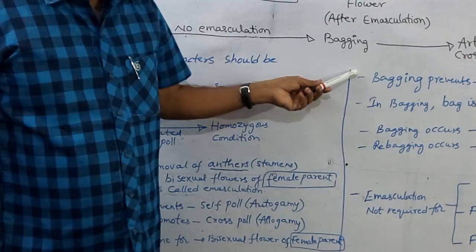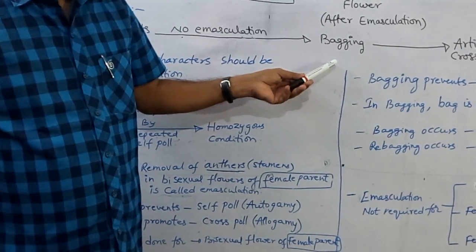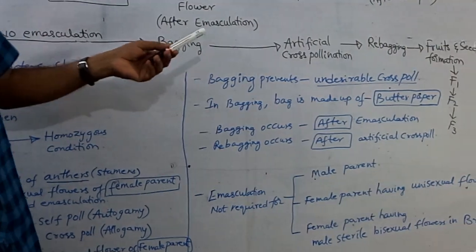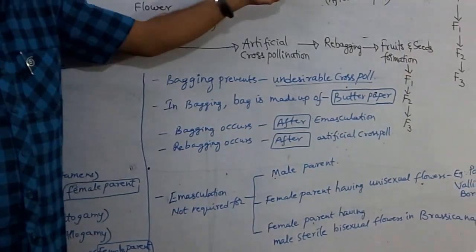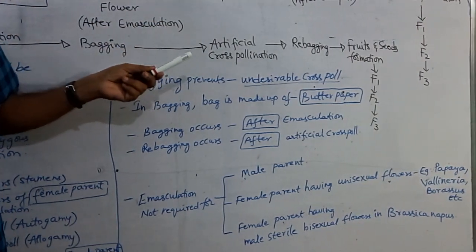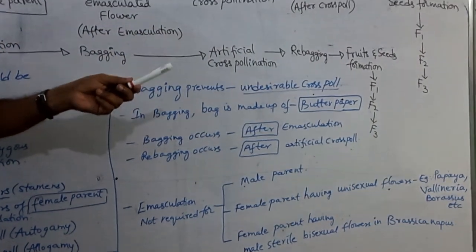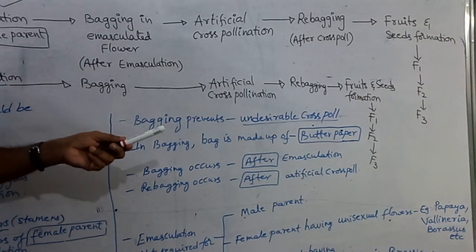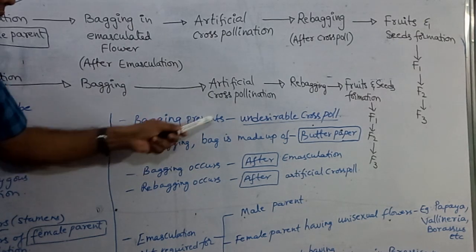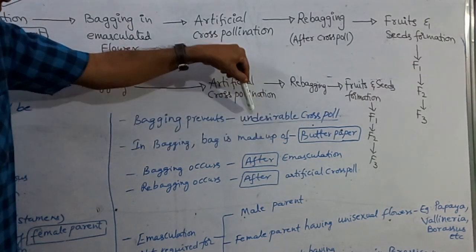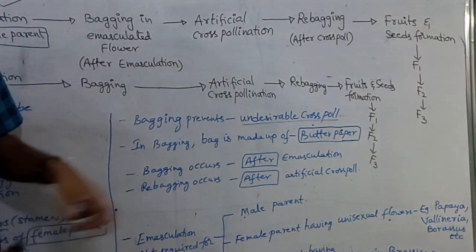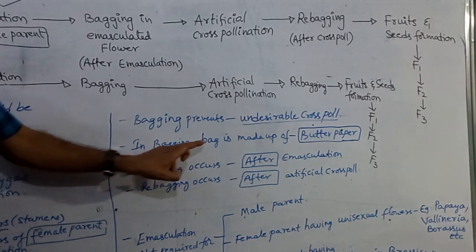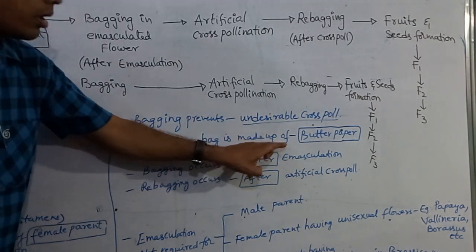Next, go through these points, my dear students. Why do we do bagging here? To prevent undesired cross-pollination. Unwanted pollen grains may fall on the stigma, and that's why we have to do bagging. So bagging prevents undesirable, meaning unwanted, cross-pollination. In bagging, the bag is made up of butter paper.